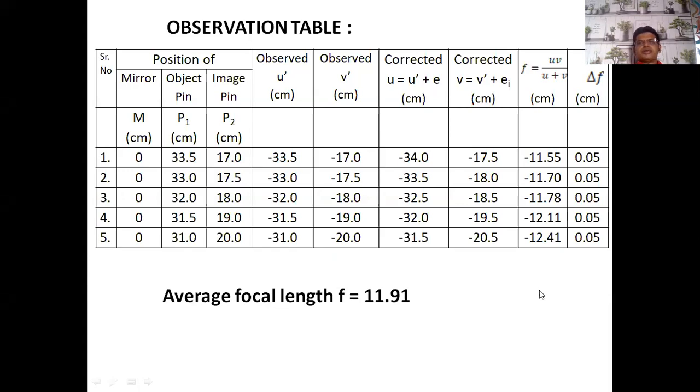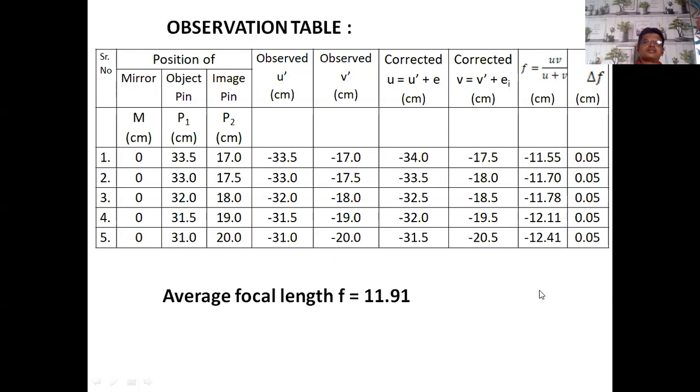Now after that we show the remaining table. First, observe U. Definitely we observe here 33.5 is the object distance, but here it is minus because in the theory session in standard 10, all the values of U and V come minus in regard to a concave mirror. And then observe V, the image, again 17 but minus. Now correction. Correction means now we add E to this value. E is 0.5. So definitely we got the answers 34 and 17.5.